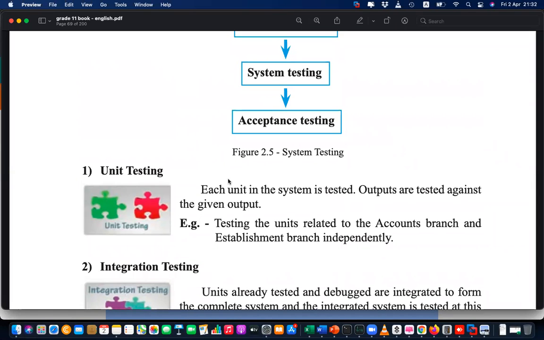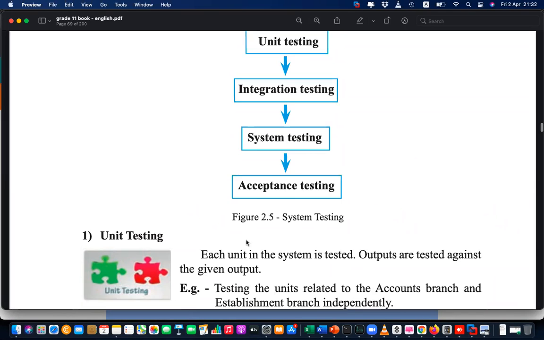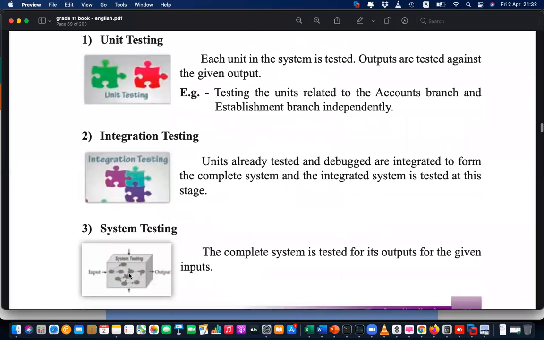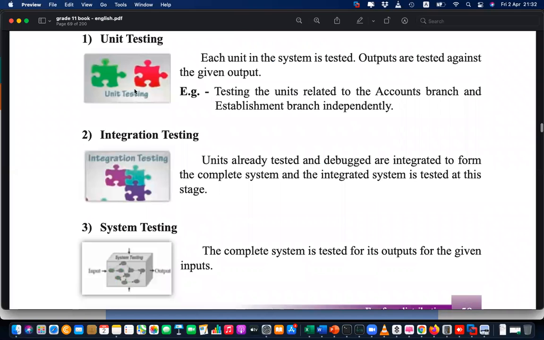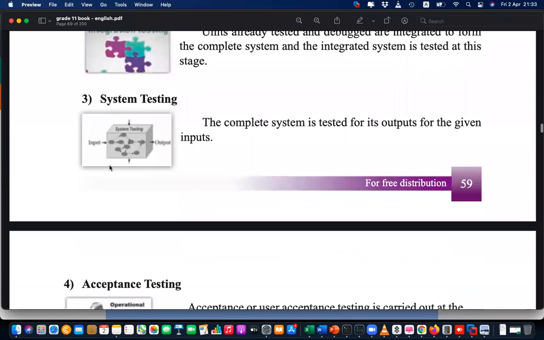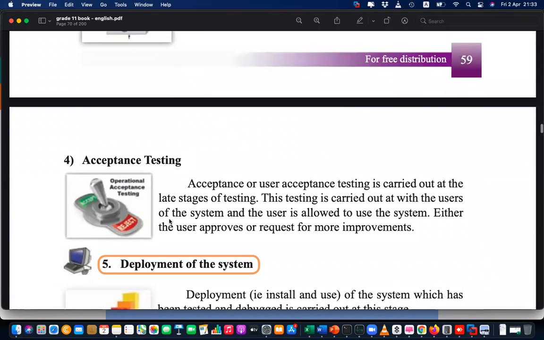After the first testing, the next testing is integration testing. Then you have to test the entire system. That means the car, with the engine, chassis, gearbox, all combined, tested. Then everything combined and tested as an entire system. The entire car is tested. That is system testing. And then the car is given to the user, and you test whether users like it or not. That is called acceptance testing.